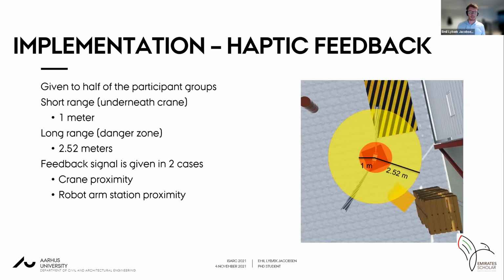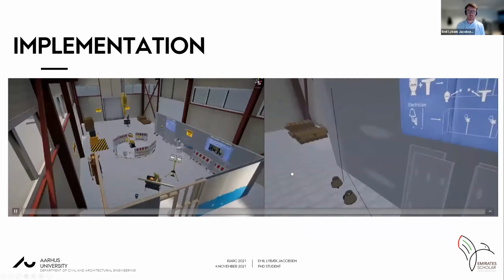And we have made this a sliding variable. So for this experiment, we have chosen 2.52 meters because this has been used in all the research. But this can obviously be changed very easily through Unity. And we also give haptic feedback for the robot arm station proximity. So if people go within this zone, this is also given as haptic feedback.